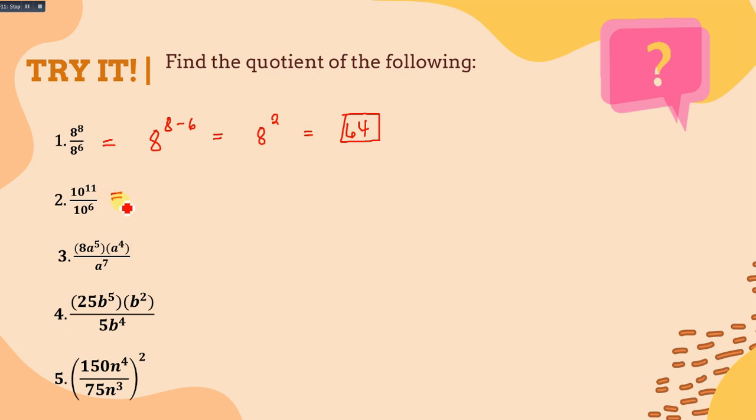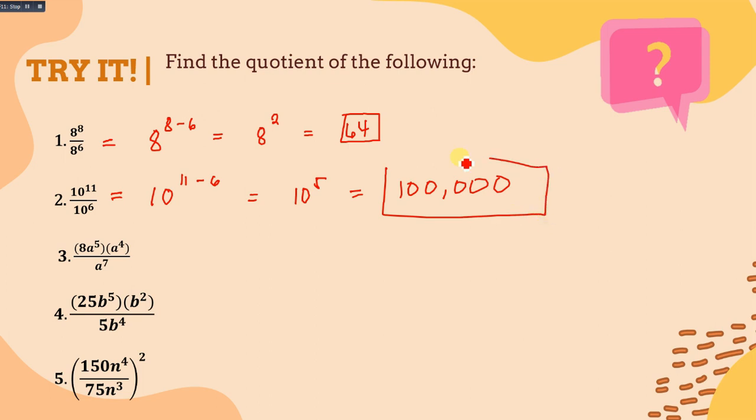Again, 10 raised to 11 divided by 10 raised to 6. Since we have the same base, keep the base of 10 and then subtract the exponent. So we have 11 minus 6. And this is 10 raised to 5. And then to simplify, multiply 10 five times. So we have 100,000. Okay?